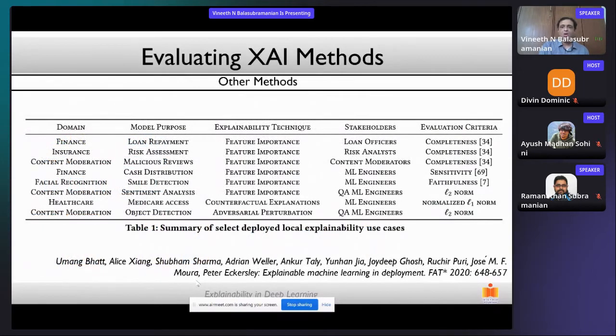There has also been work on looking at explanations in different fields, trying to study different evaluation criteria. I'm not going to get into the details of this particular paper here, but it looked at different domains ranging from finance to facial recognition to healthcare. These were the objectives that were studied for each of the models in these sectors. The explainability technique that was used is what you see in this column. Who were the stakeholders that were the users of the system? And what was the evaluation criteria used in each of these is nicely summarized in this table. So if you're interested, you can look at this paper to see what may be relevant to your context. This paper was called Explainable Machine Learning in Deployment.